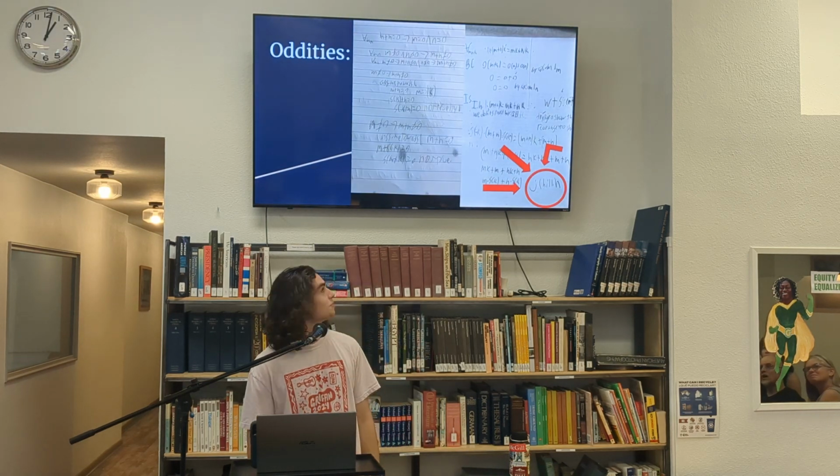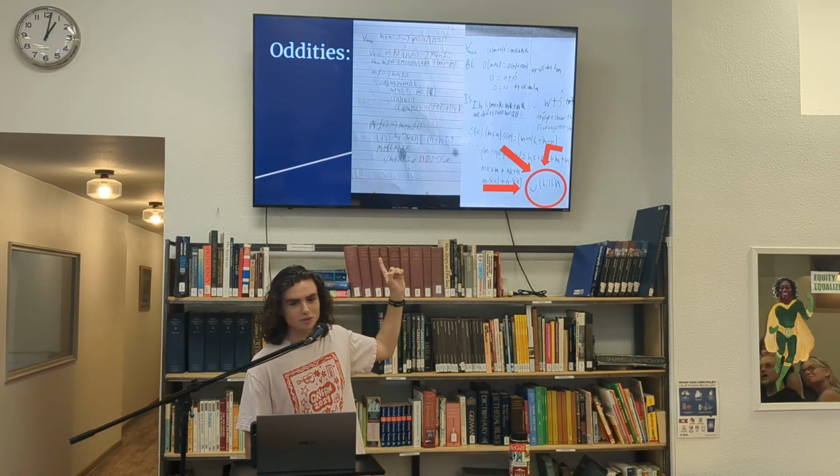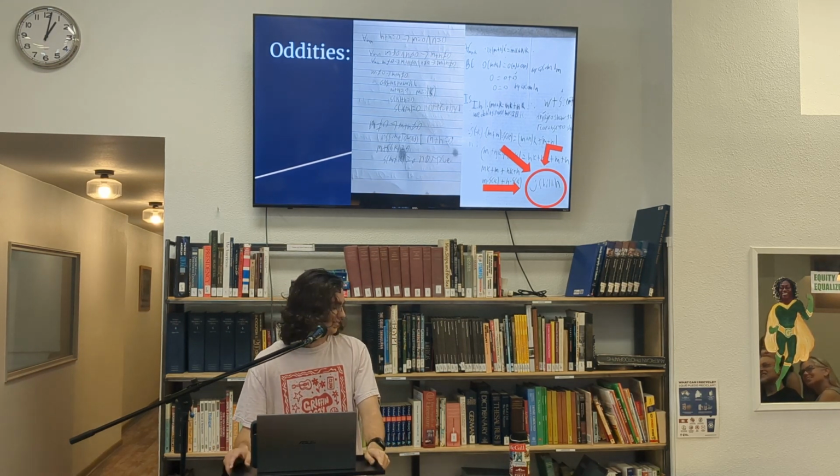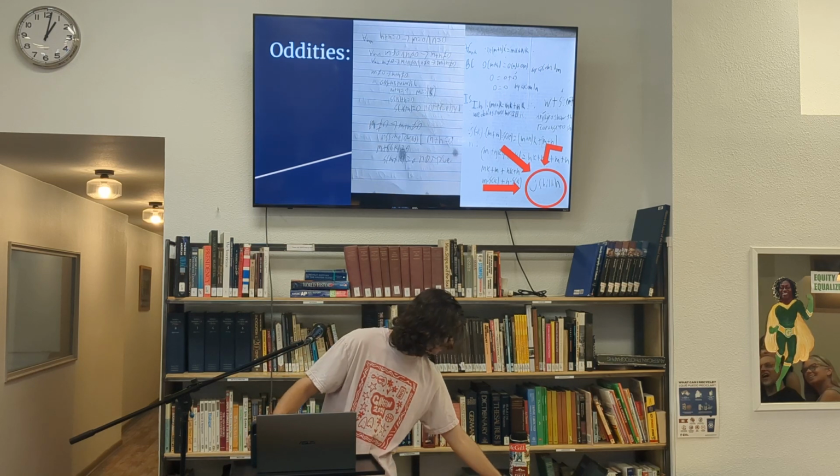Here are some oddities. This is my funny slide. I spilled pizza grease on one of my proofs, and I wrote Jay Chillin on one of my proofs. So that's all there is to that.